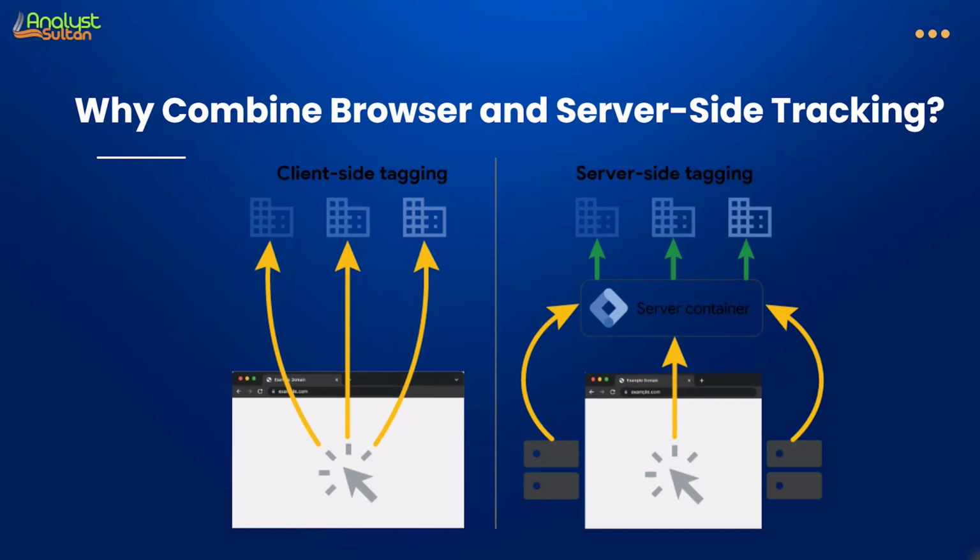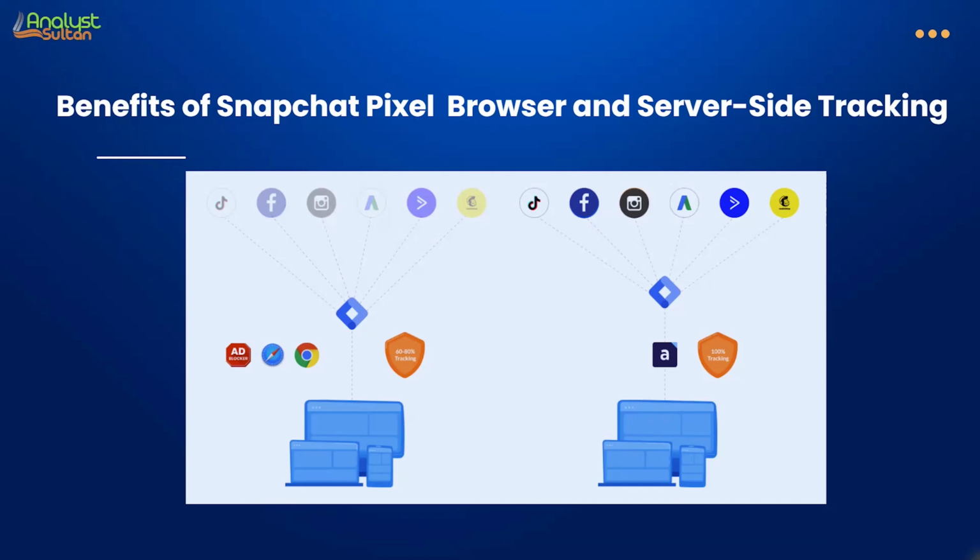Server-side tagging offers several benefits. First, it increases data accuracy. Since it does not rely on the user's browser, your data is less likely to be affected by browser updates or ad blockers. Second, it enhances privacy and compliance because the data is controlled from your server. You can limit the information shared, keeping it privacy compliant while still gathering valuable insight.